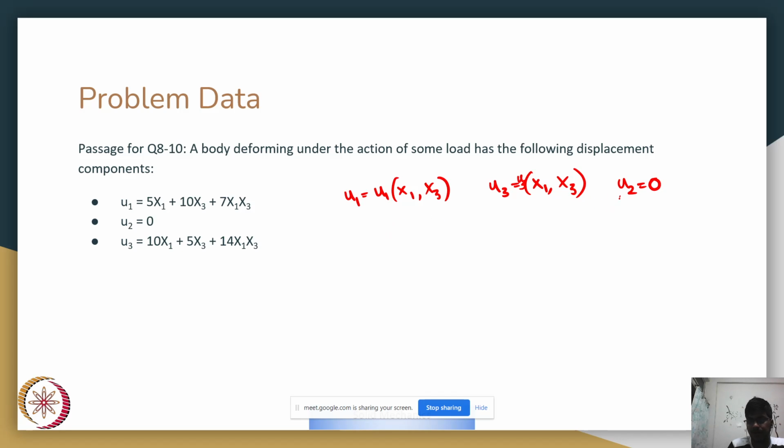So this tells us that epsilon 22 equals 0, gamma 12 equals 0, gamma 23 is also 0. So this is nothing but, if you remember, the very definition of a plane strain condition.